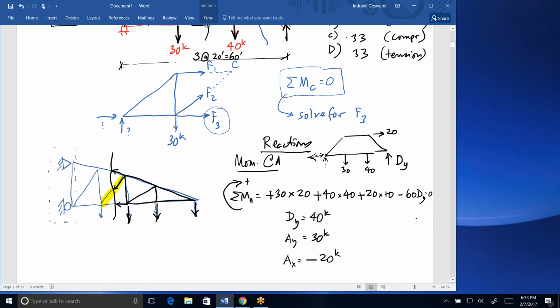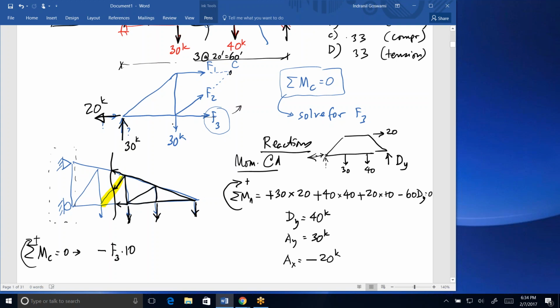Okay, so now you have a reaction force here, which is 20, and a reaction force here, which is Ay, was 30. So now you can take moments about C, and moments about C would give you, again, let's keep to clockwise positive. Moments about C would give you F3 times the height of 10. And that would be negative because it's turning counterclockwise about C, right?